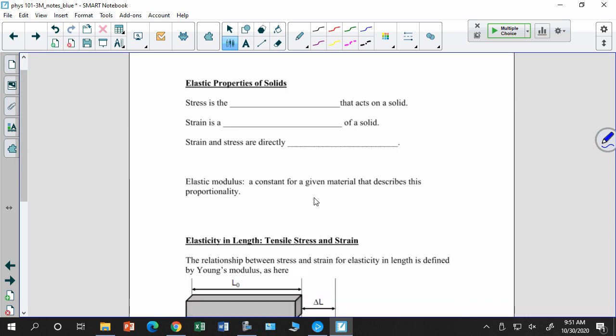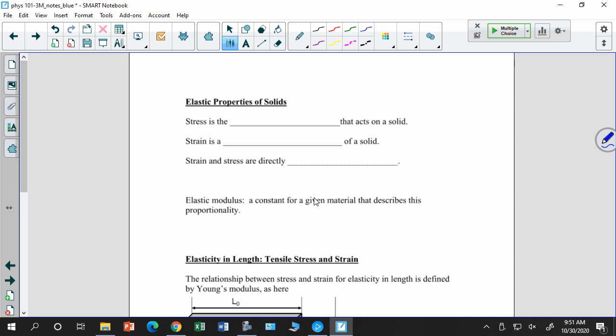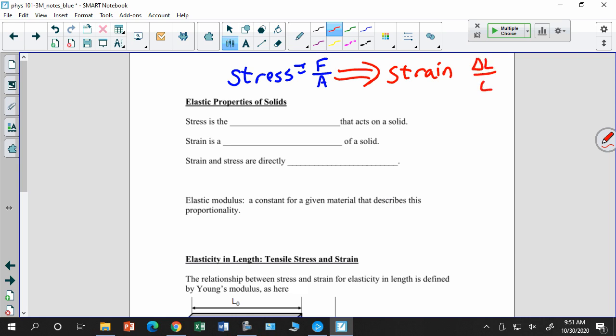All right. Elastic properties of solids. This has to do with stress and strain. Anytime I talk about stress, that's going to be a force per unit area. So stress equals a force per unit area. And stress will always lead to a strain. And a strain is a deformation, and it's going to be a delta L over L. This is a deformation of the solid.